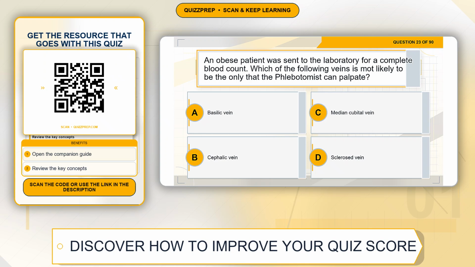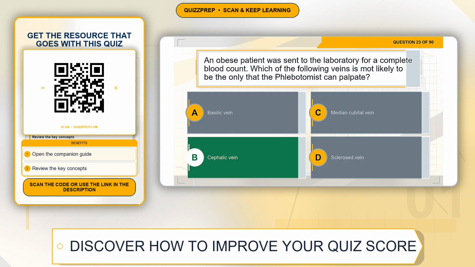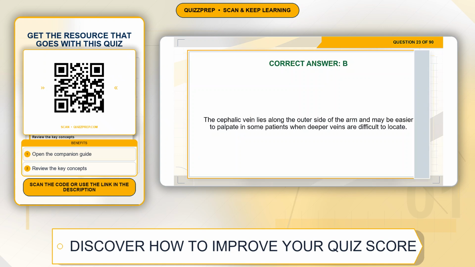Option D, sclerosed vein. The correct answer is option B, cephalic vein. Explanation. The cephalic vein lies along the outer side of the arm and may be easier to palpate in some patients when deeper veins are difficult to locate.